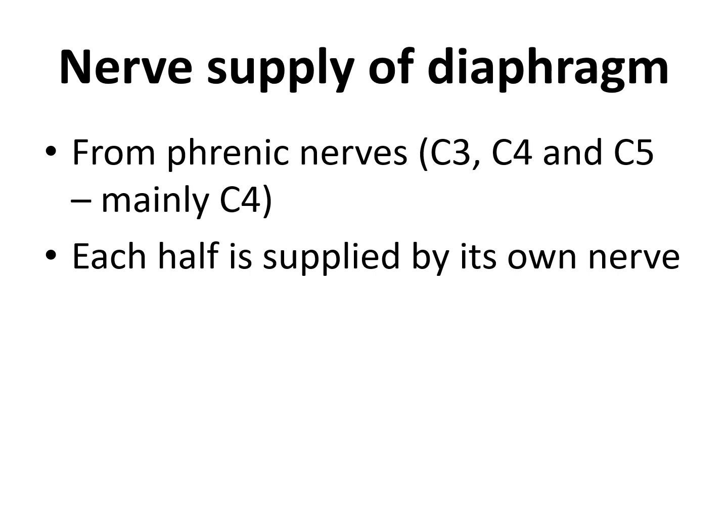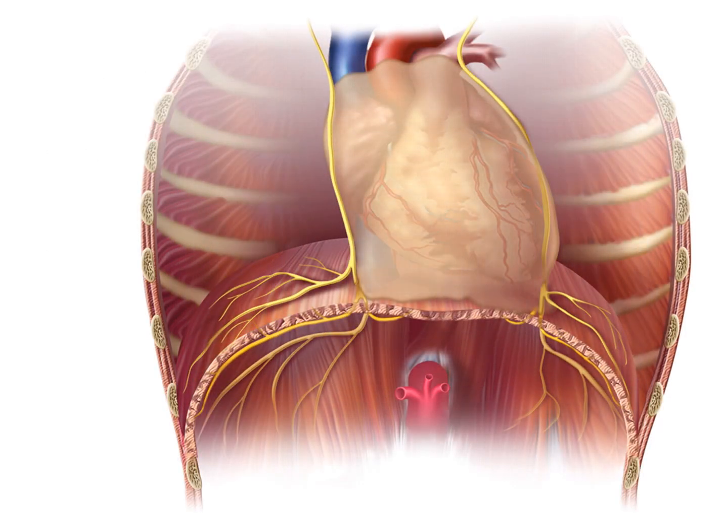Each side has its own phrenic nerve. So if we have paralysis of one nerve, the other side will be working, but half of the power will be lost. This is the right phrenic nerve. This is the left phrenic nerve. When you study the thoracic cavity, you will study these parts.